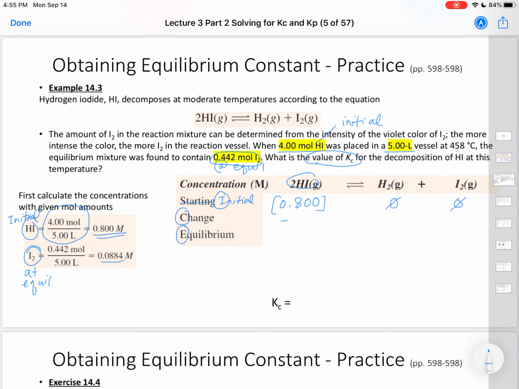Because those are products. Okay, the change is going to be minus, be careful, because of the 2 here, it's minus 2x, and again, it's minus because it's a reactant and it's getting used up. Then we're going to have plus x and plus x, because those are products. So at equilibrium, we're going to have 0.800 minus 2x, we're going to have x, because 0 plus x is just x, and 0 plus x is just x.